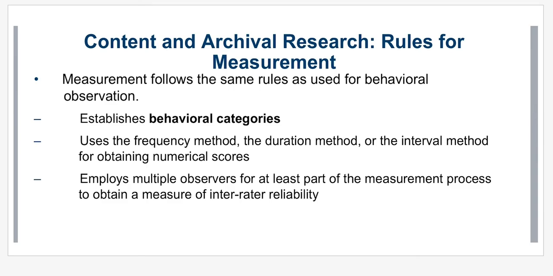Okay, so the content analysis and the archival research that we just talked about follow the same rules for behavioral observation that we just discussed on the slide two slides before this, where they establish those behavioral categories and that list of behaviors that go with each category. They're using either frequency, duration, or interval method for obtaining those numerical scores. And they're going to make sure they use multiple observers so that they get some sort of inter-rater reliability. And so that's just a summary slide of what we already talked about.